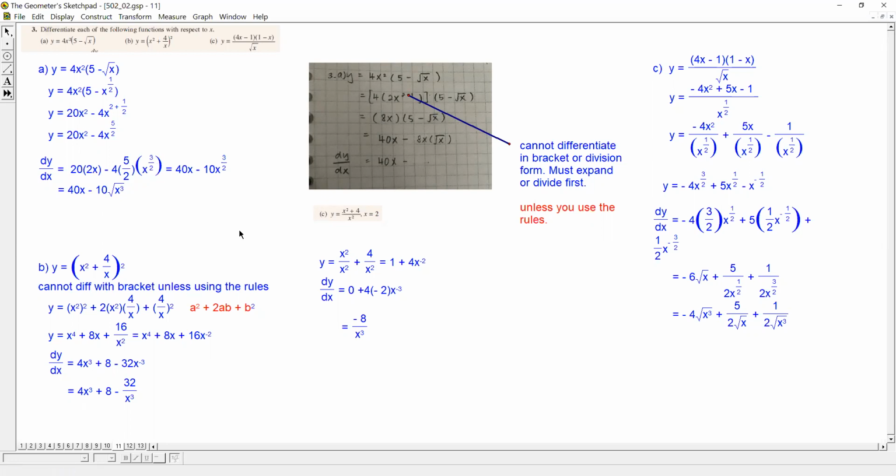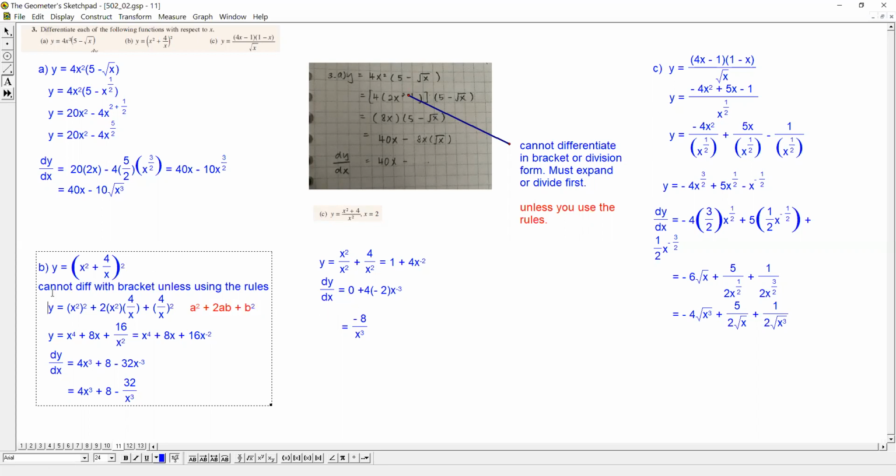Okay, another type of question, this one, right? Again, we see the bracket here. Now, with the bracket there, you cannot differentiate. You have to expand. How do you expand? You use this one, a plus b whole squared equals a squared plus 2ab plus b squared. So you use this one to expand the two terms inside the bracket.